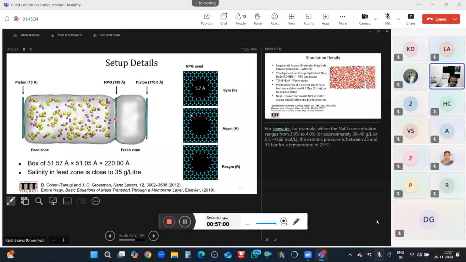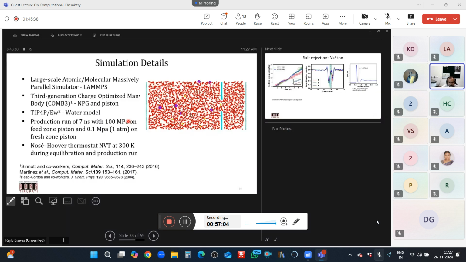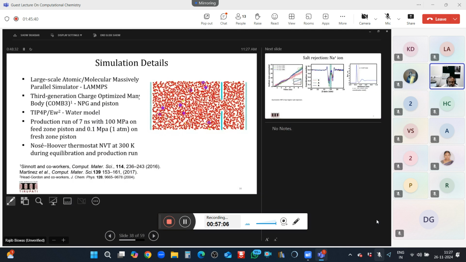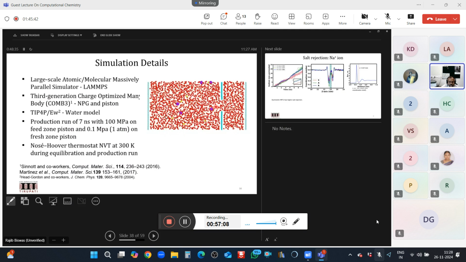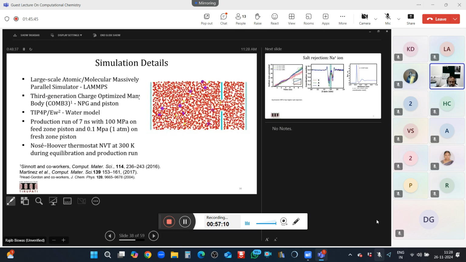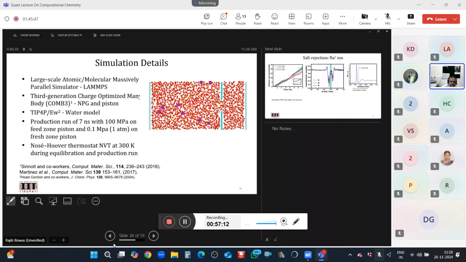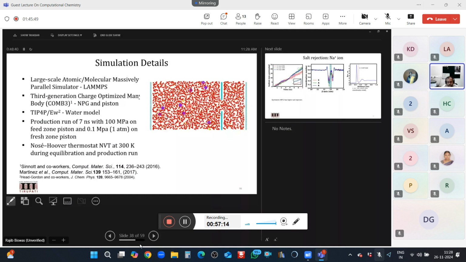There is a small hole and the water will pass through it. You can see this small movie which is showing that the water is actually passing from this side to that side, and these purple color balls and the yellow color balls are sodium and chloride ions.